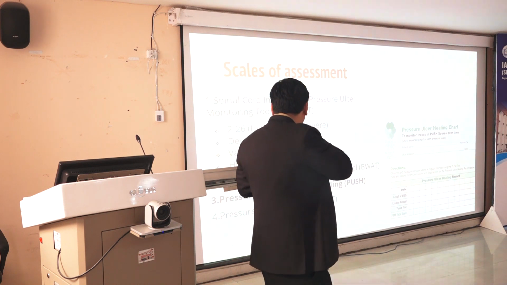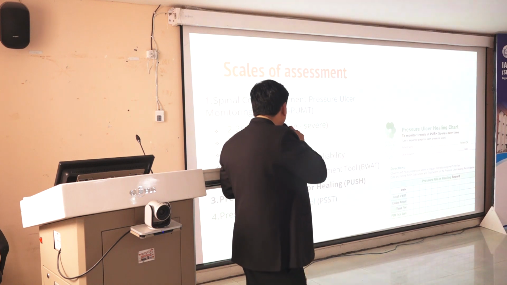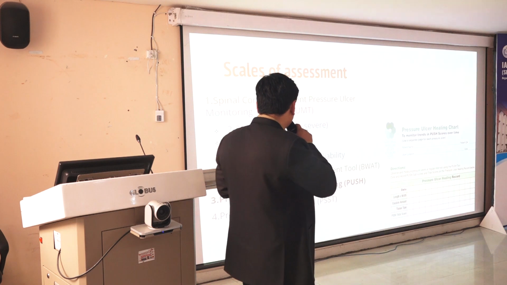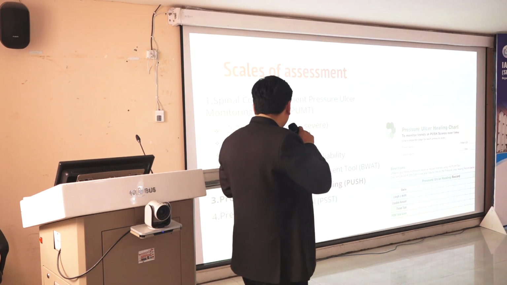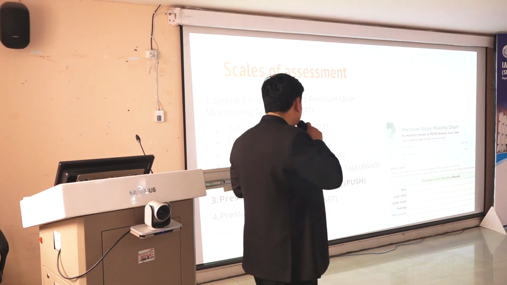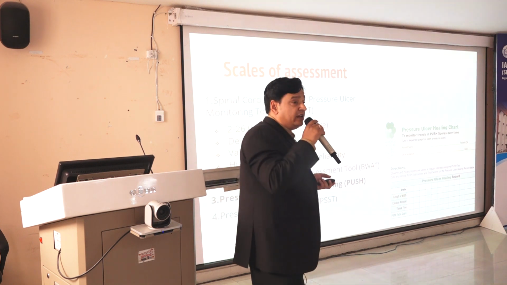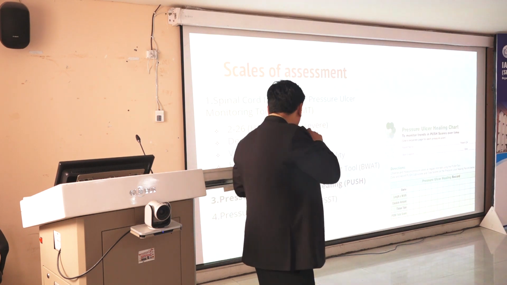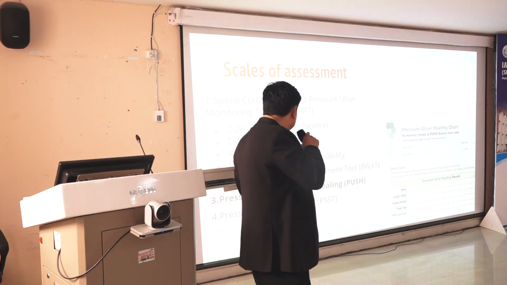For seeing the progression of the disease, there is the Spinal Cord Injury Pressure Ulcer Monitoring Tool, SCI-PUMT, score 226, where a high score is severe. It was basically developed for spinal cord injury and validated. Another scale is the Bates-Jensen Wound Assessment Tool. Then there is the Pressure Ulcer Scale for Healing, the PUSH scale, which is usually used in routine practice. Another one is the Pressure Sore Status Tool.